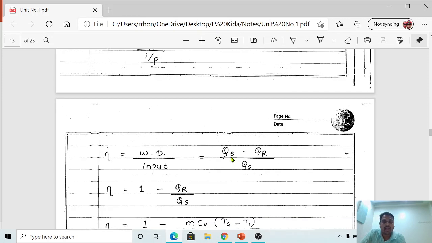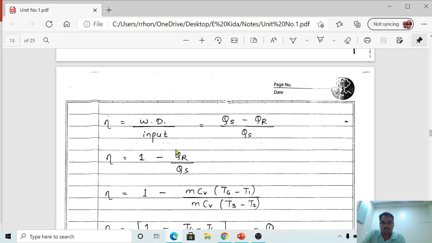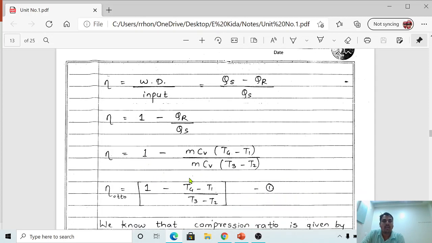So we can write QS minus QR, that is heat supplied minus heat rejected, that is nothing but work done divided by input heat supplied. Simplifying the equation, we get the efficiency equal to 1 minus QR divided by QS, and with further simplification, efficiency is equal to 1 minus this QR.